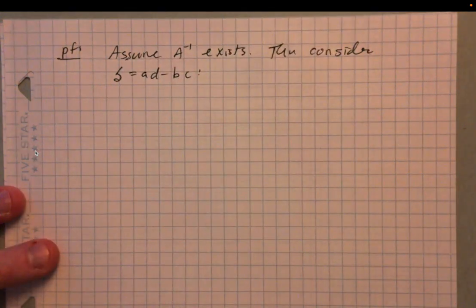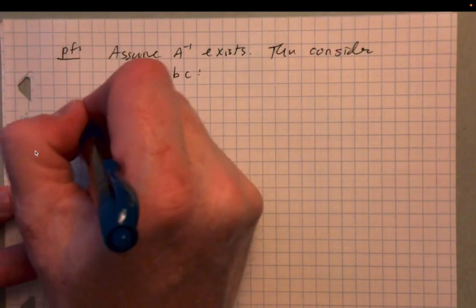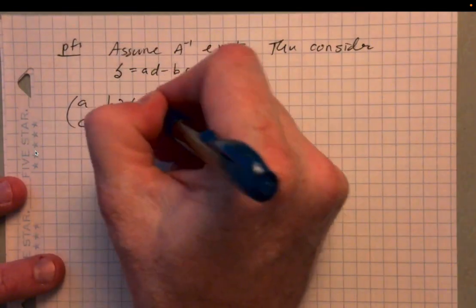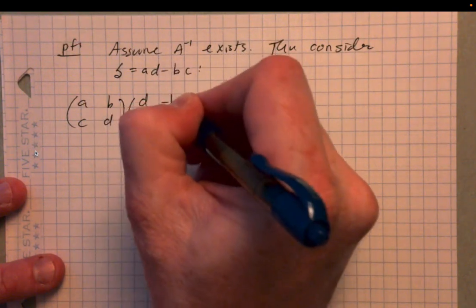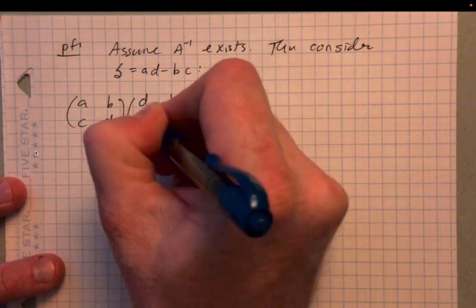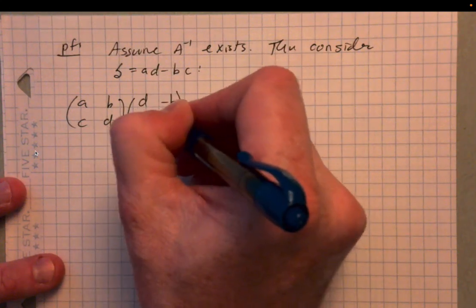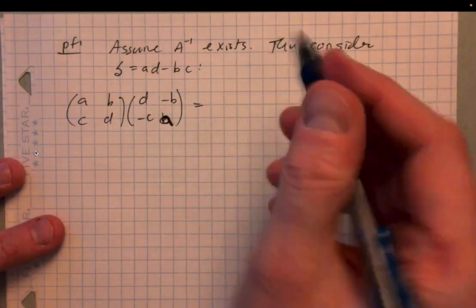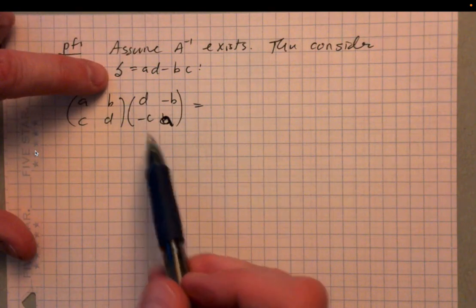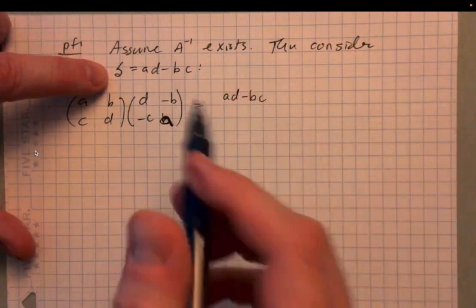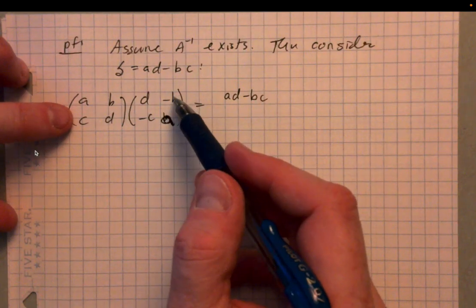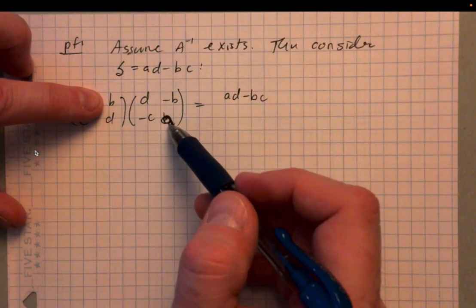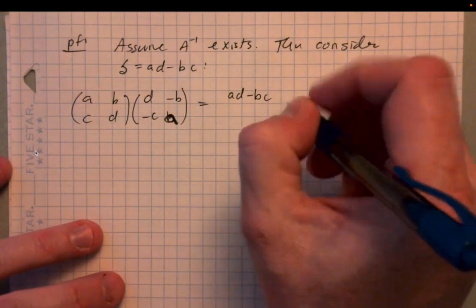Okay, let's multiply some things together here. So if I have my A, B, C, D matrix, there's my A. I'm going to multiply it by D, negative B, negative C, A. And the reason I'm doing this is because when I multiply this together, I get A times D minus B times C. And then I get negative BC plus DA. Right. So, well, okay, let me do it.